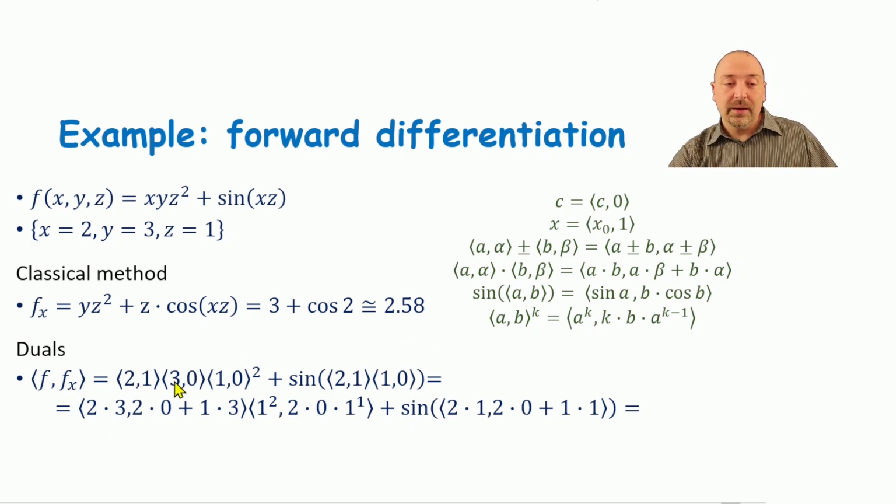So you have 2 times 0 plus 1 times 3. Okay, that's the second component. This dual here is the product of the first two. Then you have z squared.